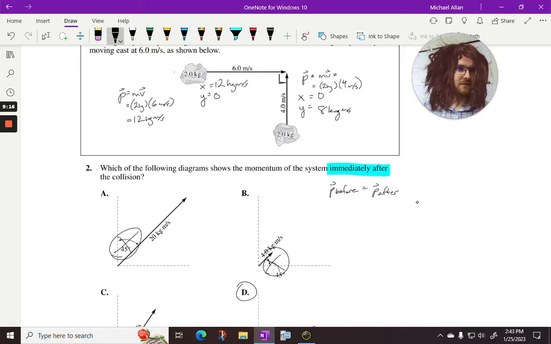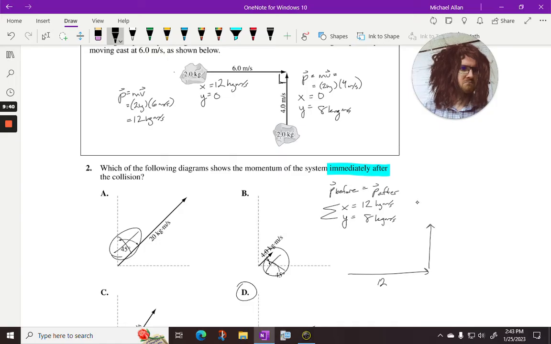So the sum of all the momentum, right? The sum of all the x's and the y's, if I add all my x's together, well, it's only one of them, so it's 12 kilogram meters per second. If I add all the y's, that's 8 kilogram meters per second. And if I were to draw out the picture here, let's go x first. So I have 12, and then go 8. And then if I were to draw my vector that we're trying to find here, that's what we're trying to find. And maybe I'll find this angle in here too.